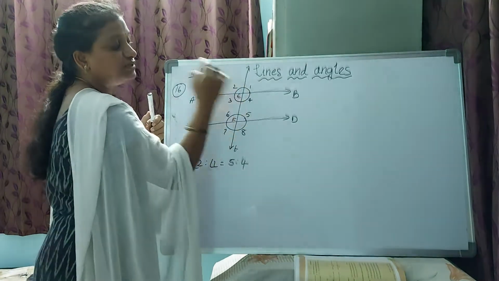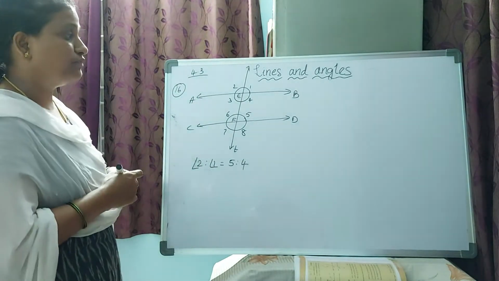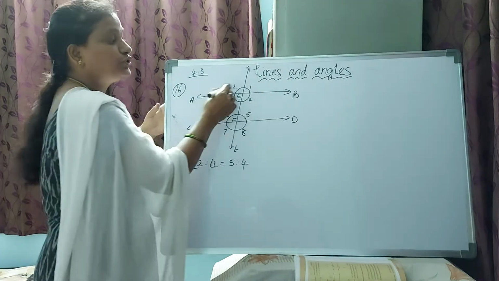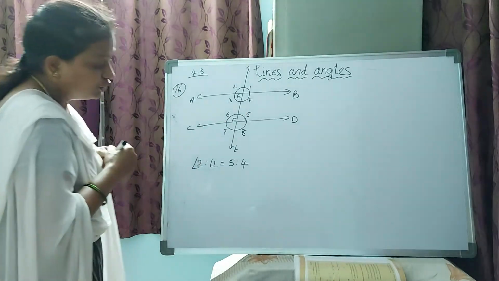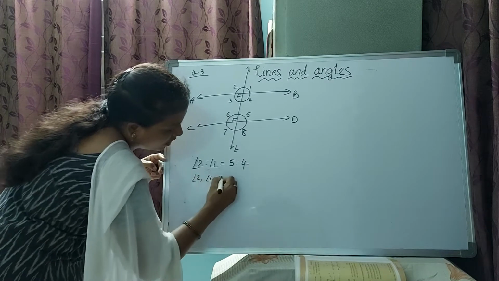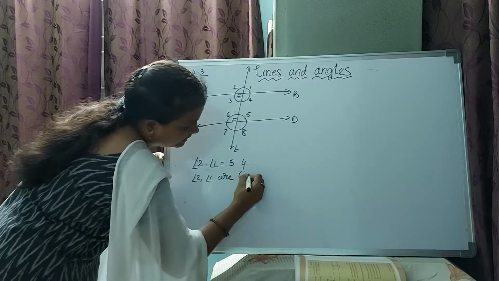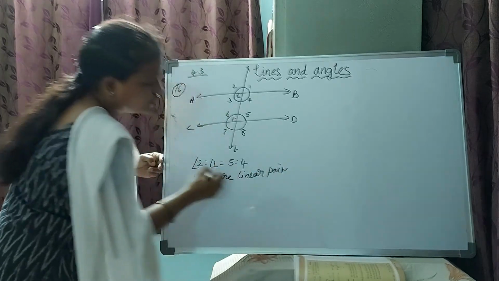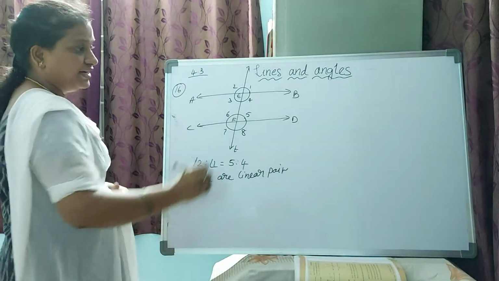If you observe, these angles on the same straight line form 180 degrees. Or we can also say that these two are a linear pair. Angle 2 and angle 1 are a linear pair. So those two angles become 180 degrees.